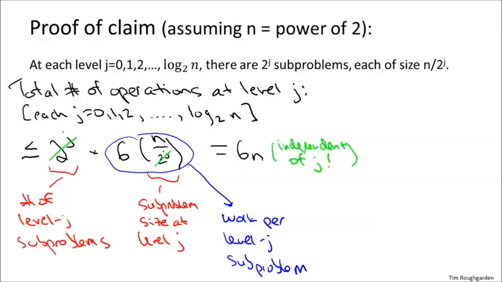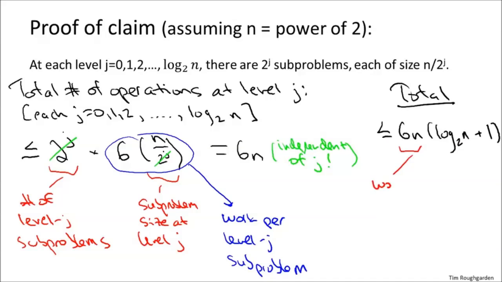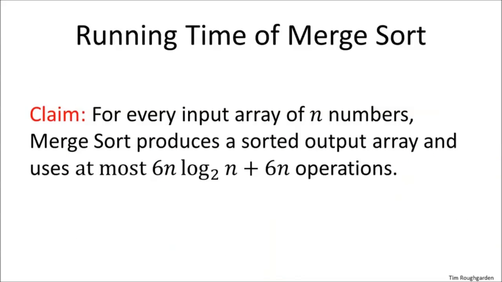Now, here's why that's so cool. We don't really care about the amount of work just at a given level. We care about the amount of work that merge sort does ever at any level. But if we have a bound on the amount of work at a level which is independent of the level, then our overall bound is really easy. We just take the number of levels, and we know what that is. It's exactly log base 2 of n plus 1. Remember, the levels are 0 through log base 2 of n inclusive. And then we have an upper bound 6n for each of those log n plus 1 levels. So if we expand out this quantity, we get exactly the upper bound that was claimed earlier, namely that the number of operations merge sort executes is at most 6n times log base 2 of n plus 6n.